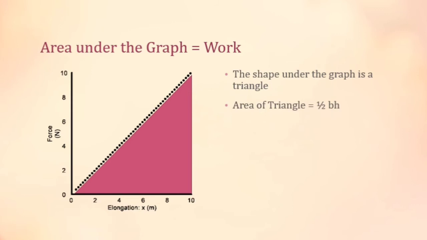The area of a triangle is 1/2 base times height, which means to get the work done, it's 1/2 force times distance for this graph. So let's see what the work is for this particular situation. It's 1/2 times 10 newtons times 10 meters, which gives us 50 joules. And that's it. That's how you find spring constant and work using an F versus D graph.